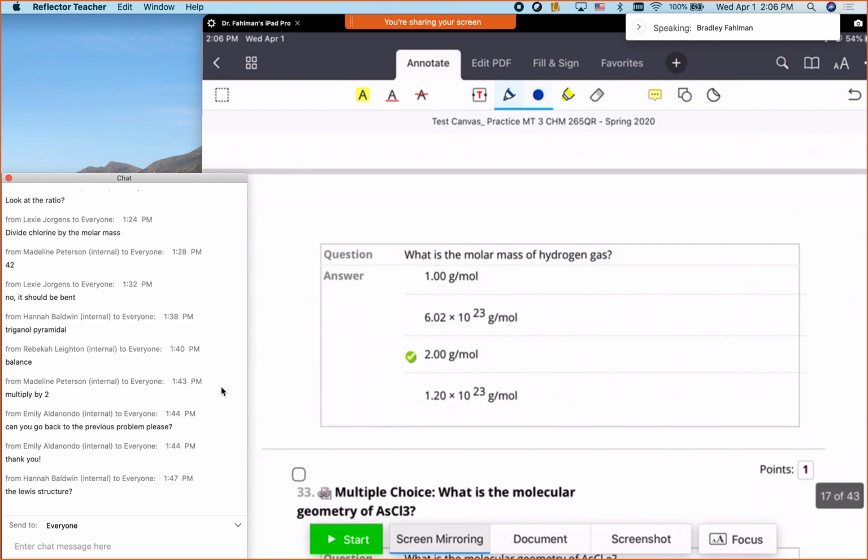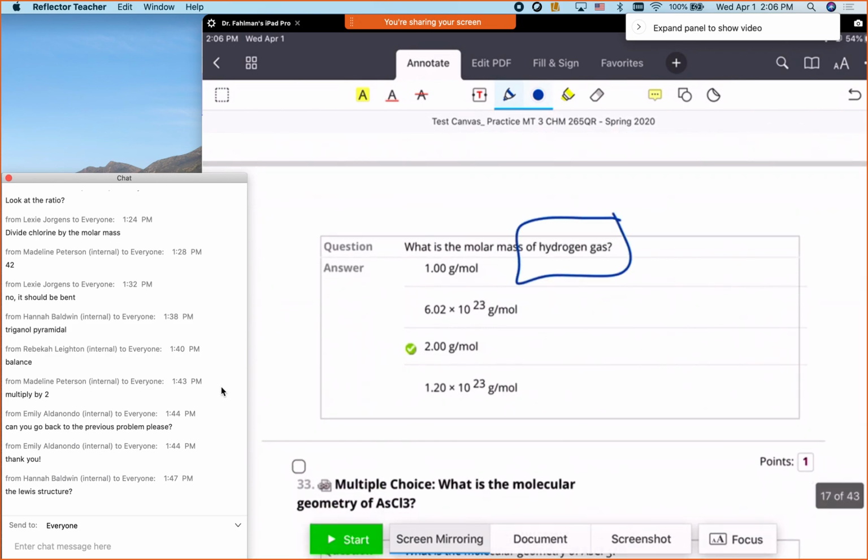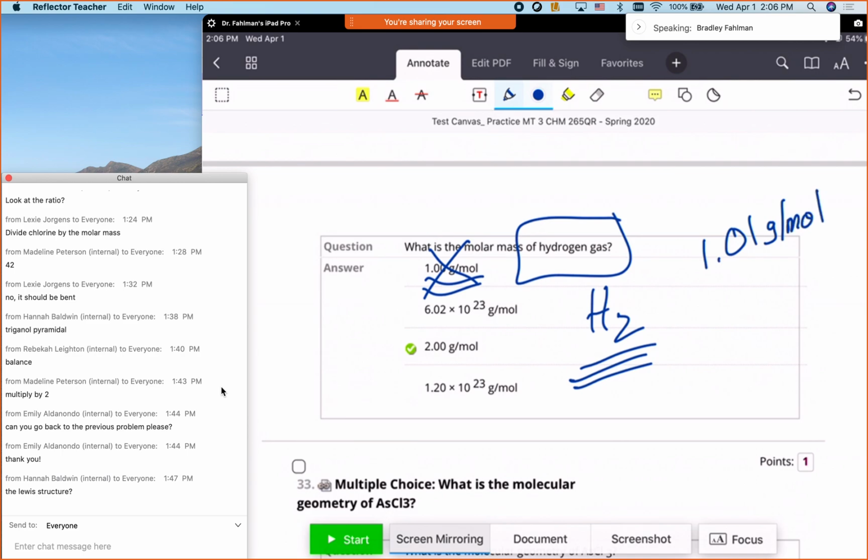Molar mass of hydrogen gas. So this is a trick question, because a lot of people want to do that. Remember hydrogen gas is H2. So you've got 1.01 grams per mole for each hydrogen times 2.